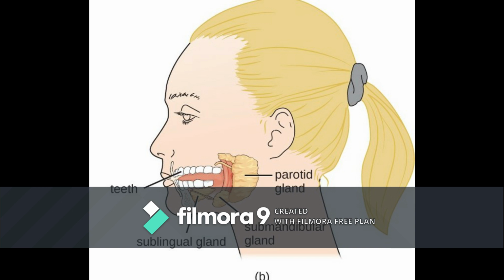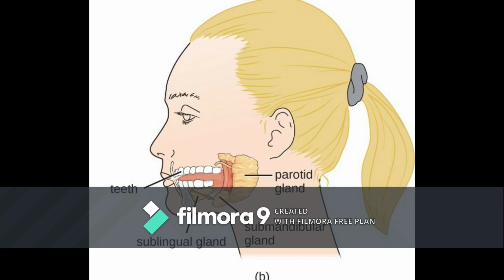Now, let us discuss salivary glands. What do we mean by salivary glands? These are digestive glands which help in digestion. These are present in the buccal cavity. We have three pairs of salivary glands: one situated below the ears, one situated at the angles of the lower jaw, and the other pair situated below the tongue. The salivary glands produce saliva.